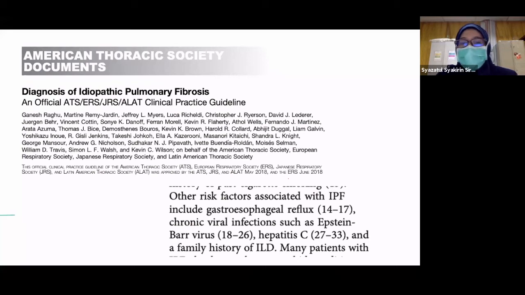One of it, they said that chronic viral infections such as Epstein-Barr and hepatitis C have been described that could be one of the causes of IPF. But this is a statement that has been presented in 2018. Maybe in 10 years' time, COVID-19 will be one of the viral infections that may actually trigger the IPF.